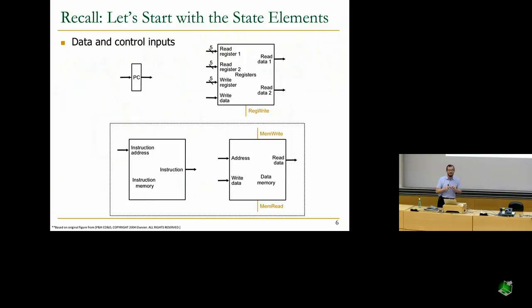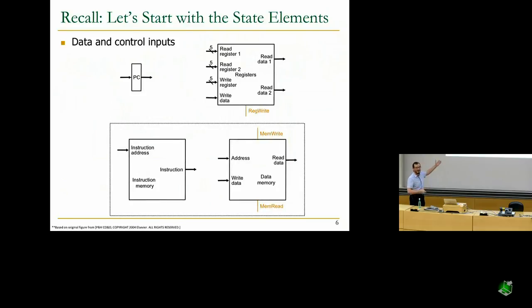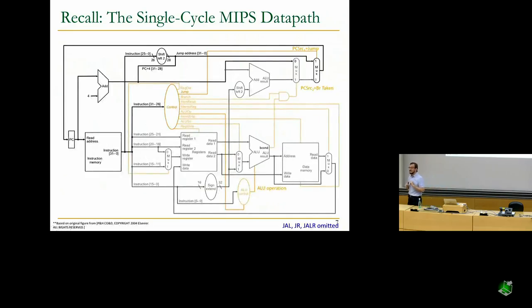Again, to jog your memory, remember to design this, you need sequential logic elements as well as combinational logic elements. These are our sequential logic elements. Again, this is recall from a previous slide earlier. And these are our sequential state elements. And this is architectural state in this case. And this was the single cycle MIPS data path we designed. This is the data path.